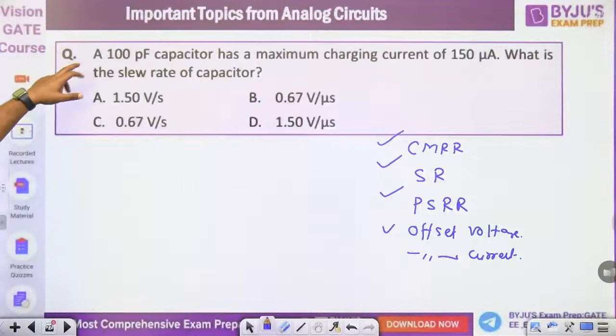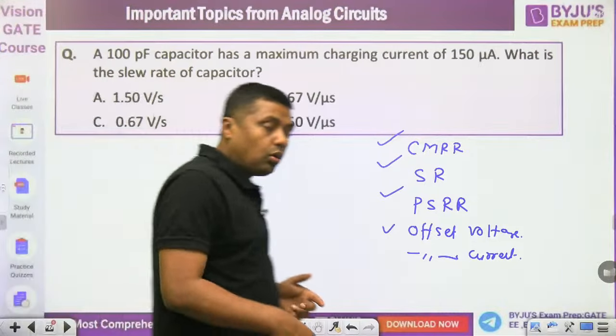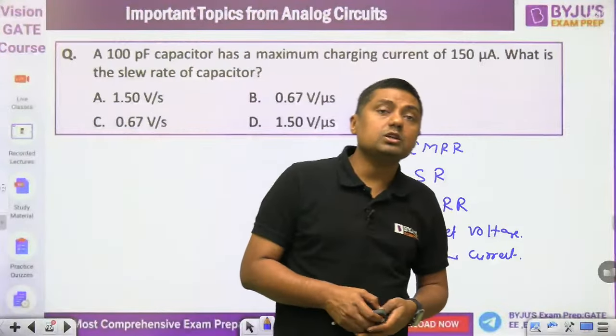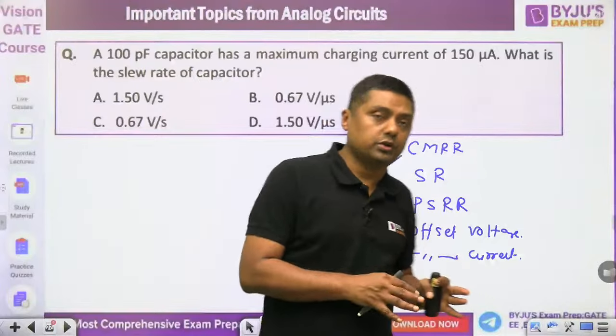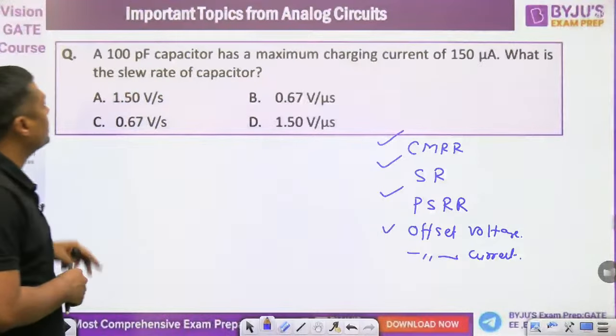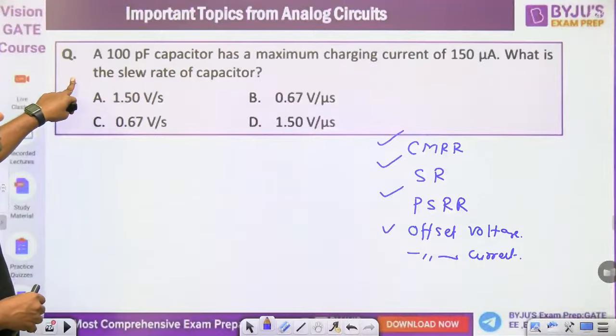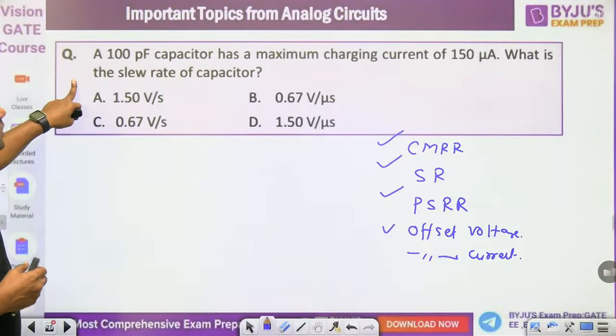Now, a 100 picofarad capacitor has a maximum charging current of 150 microampere. What is the slew rate of the capacitor? What do you mean by the slew rate? Slew rate is the maximum rate of change of voltage. So what is the slew rate?